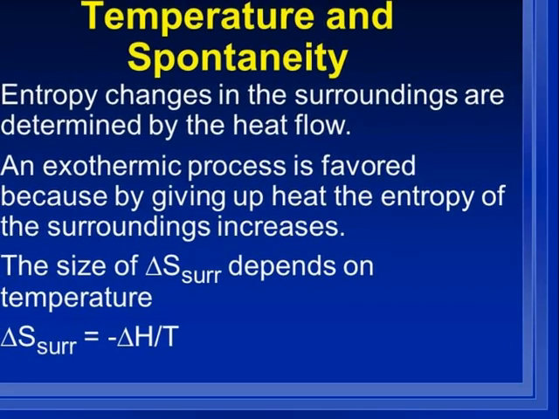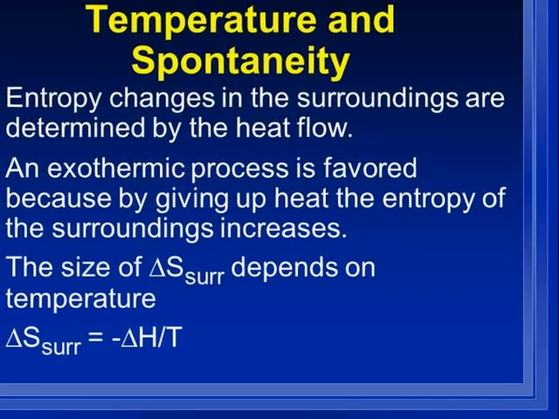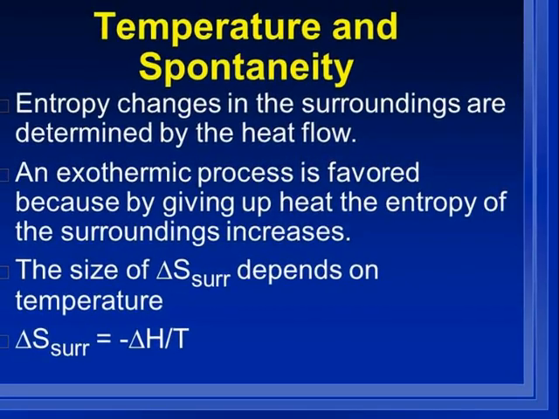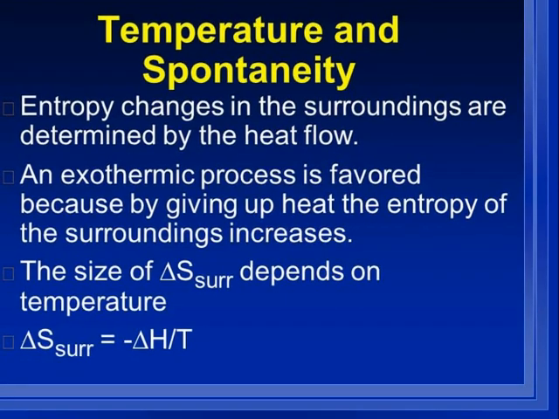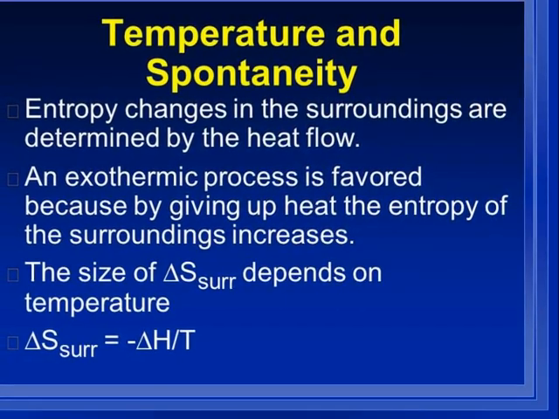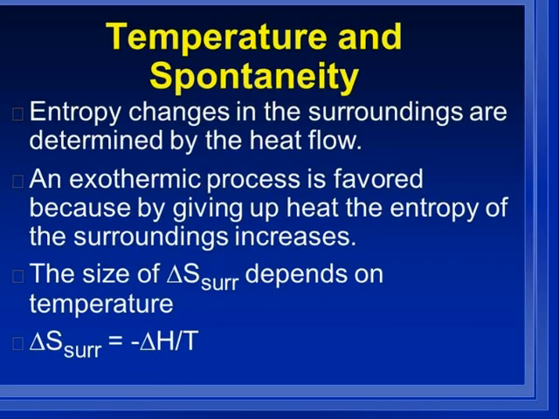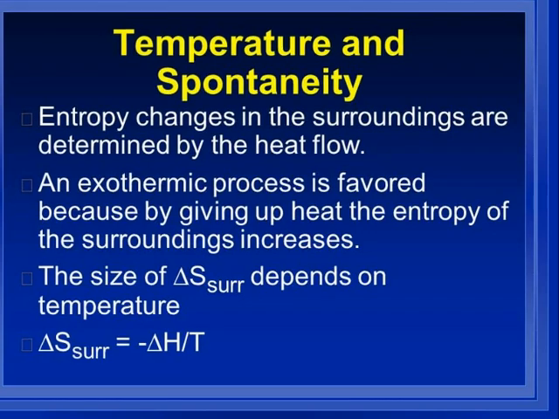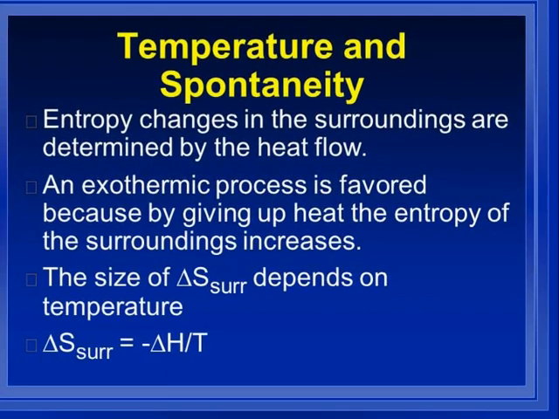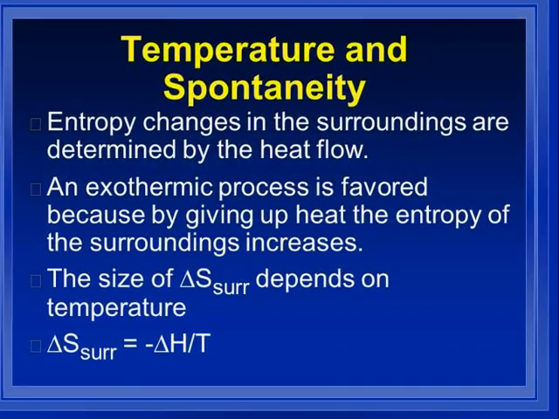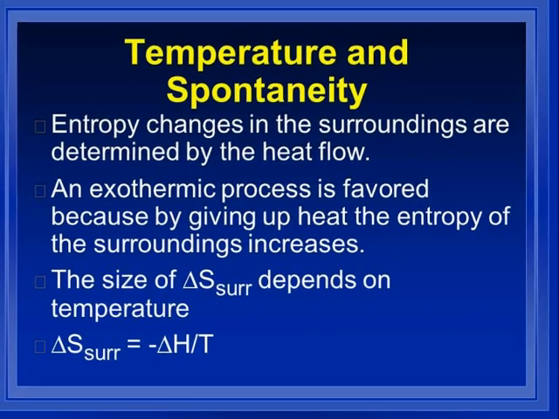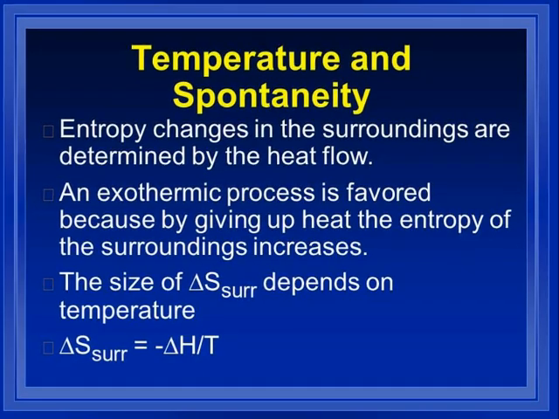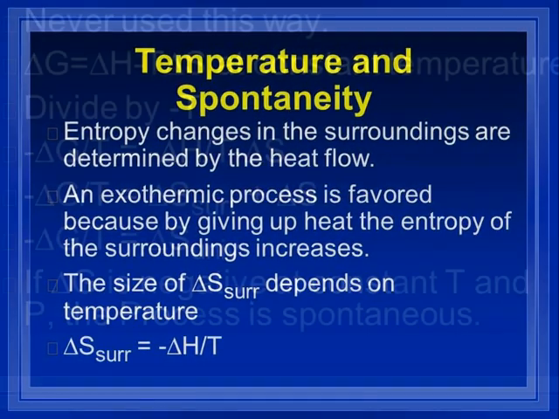So an exothermic process is favored if the surroundings are at a low temperature, right? Because it's giving off heat. Heat is being pulled out of it. So when water is freezing to make ice, that's exothermic. That's spontaneous if the temperature of the surroundings is low enough. So if we change that around and look at the entropy change, the delta S of the surroundings depends on the temperature. And the formula that we use is negative delta H, or the opposite of the enthalpy change, divided by the temperature. It's an inverse relationship.